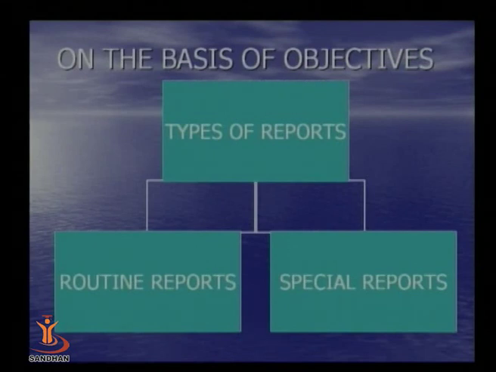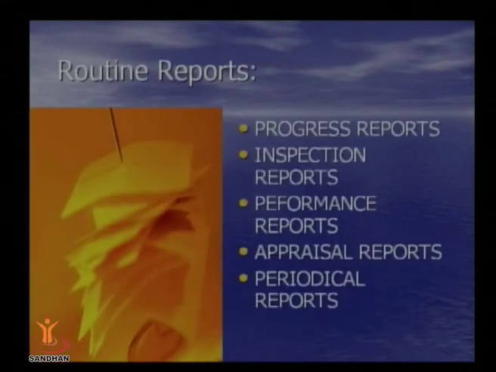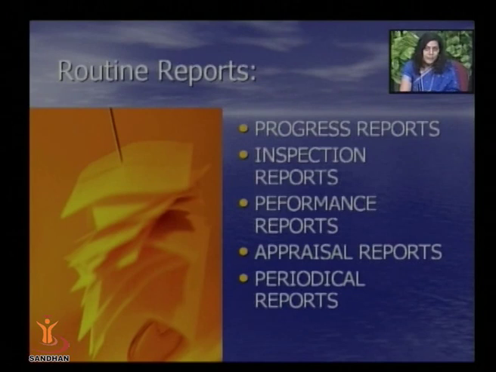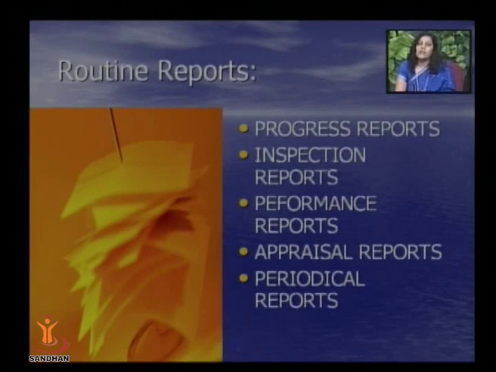Now, if we move on to the next slide, you will see the different kinds of routine reports. Routine reports are those reports that are written to suit the day-to-day official organizational work. These can be progress reports, which focus on the work that has been carried out during a period of time. The report can be an inspection report: if there is an engineering site and the progress and inspection of the site is going on, then the authority submits an inspection report.